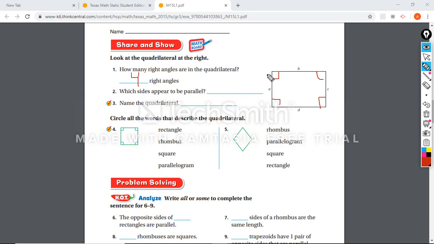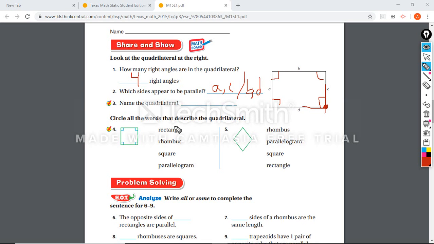Which sides appear to be parallel? Well, A is not parallel to B because it already meets right here. A and C are parallel, and B and D are parallel to one another. Notice why D and C are not parallel: this line will meet here at this vertex. So C and D are not parallel.